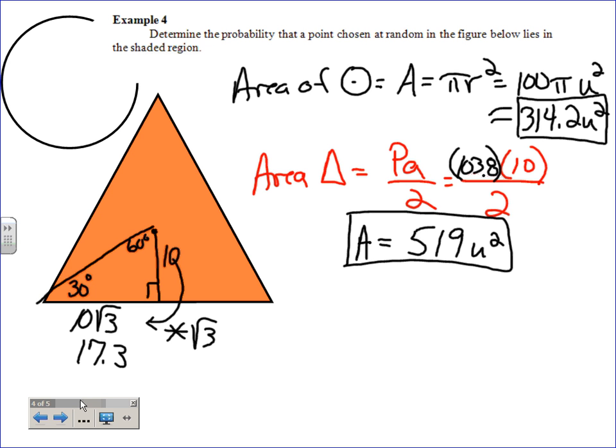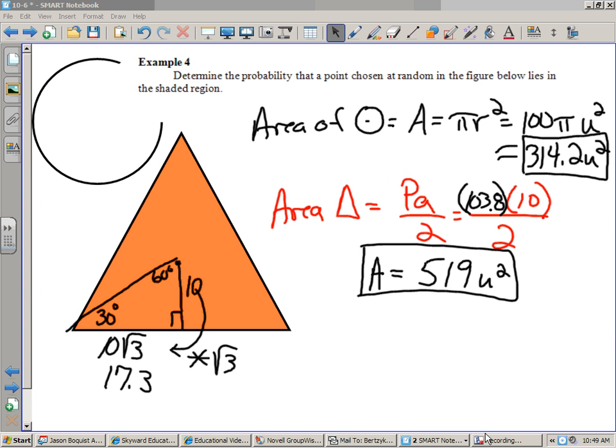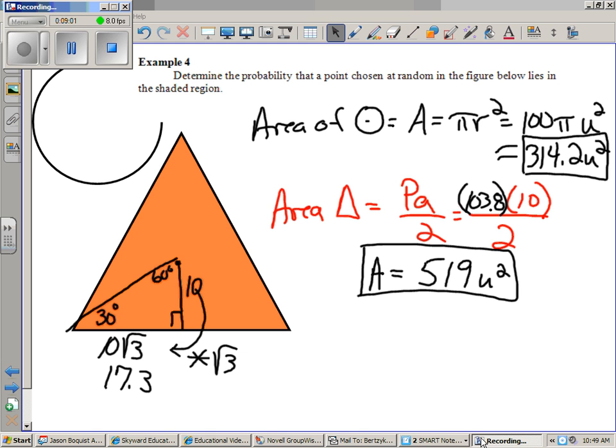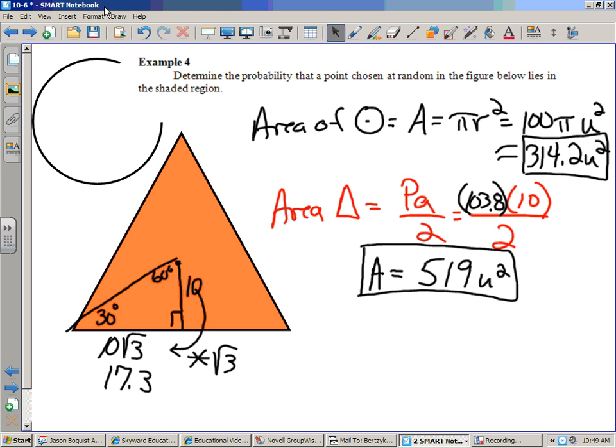So now let's just take a little break here. We'll check our time. Oh, we're good. And then, is it okay if I erase this triangle? Everybody sees where that came from, this one down here? Okay.